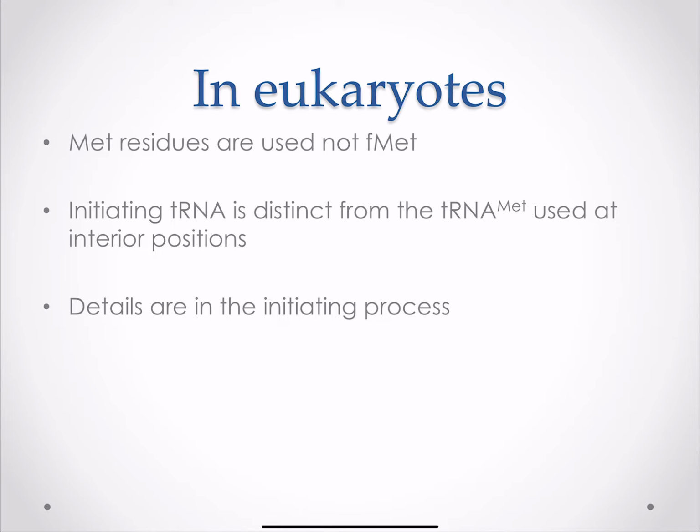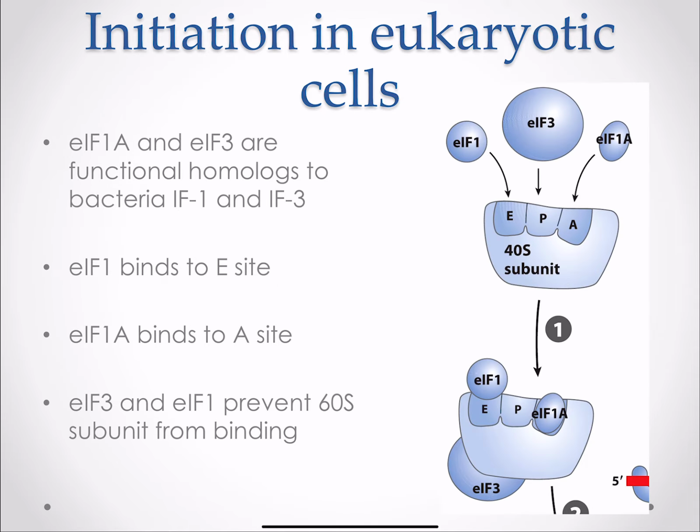Now, in eukaryotes, the methionine residues used are not going to be that formyl methionine. The initiation transfer RNA is going to be different than the one used for bacteria. In eukaryotes, you're going to have a bit more complexity associated with this. You're going to have eukaryote initiation factors. That's what that E means. So this stands for eukaryote, and this is again initiation factor.